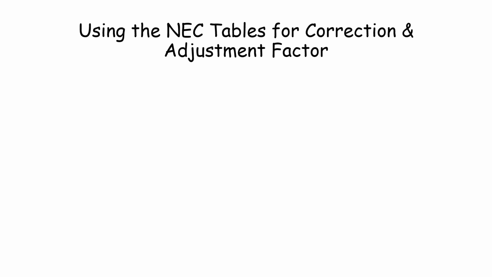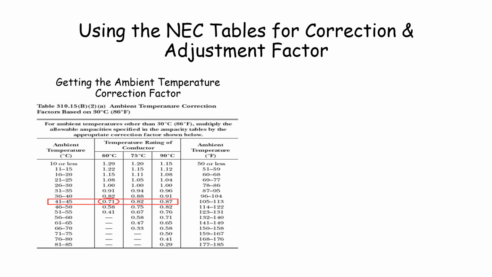Now using the NEC tables for correction and adjustment factor, getting the ambient temperature correction factor. This is the table for ambient temperature correction factors, which is also based on 30 degrees centigrade. So using again the 60-degree column as specified by the National Electrical Code, for now we shall use the 60-degree column. Notice that for an ambient temperature of 41 to 45, you have to use 0.71 as a factor to be multiplied to the conductor ampacity in the table.